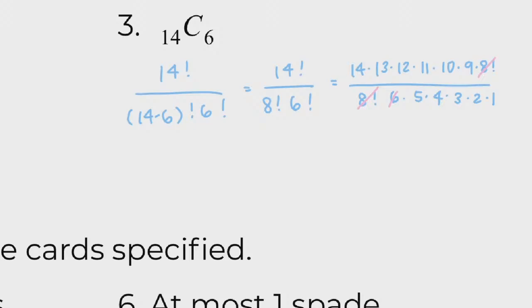So 6 and 12, that'll become 2. 5 and 10, that becomes 2. And to cancel out the 4, we have no numbers left that are multiples of 4, but the 2 times 2 that we have in pink here will multiply to 4, so we can cancel out with that 4 in the denominator. 9 and 3, that'll become 3. And 2 and 14, that'll become 7. So that means we're multiplying 7 times 13 times 11 times 3. And we'll get 3003.